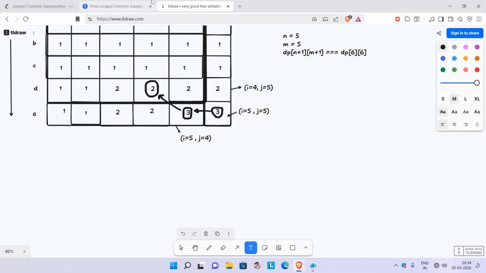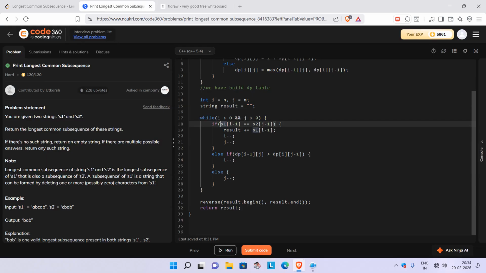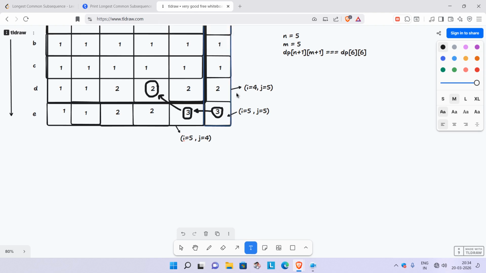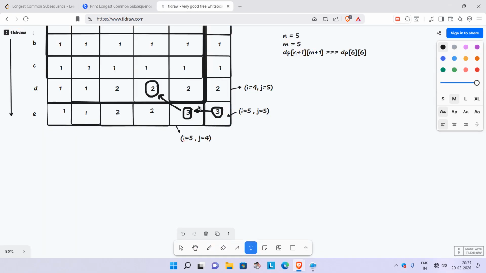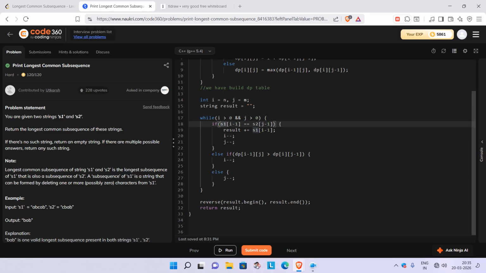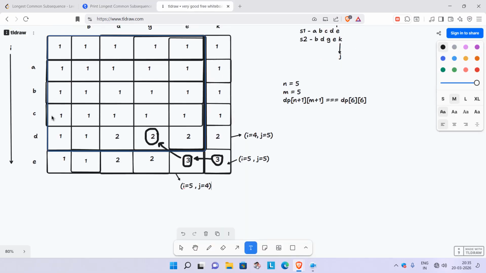And why we don't add this in our answer, because this is not a matching condition, so we don't worry about it. We only want the overlapping, or we can say the matching, characters only, so that's why. But here the left is greater, so it goes in this direction, meaning j minus minus, so j becomes this. Okay, so this loop goes on till it doesn't exceed any of the boundary.